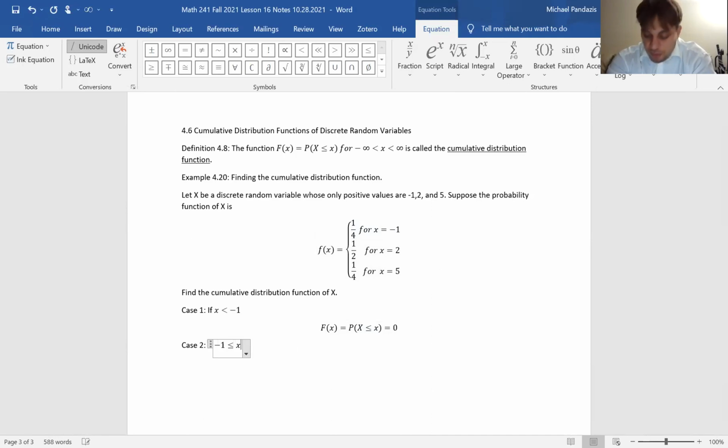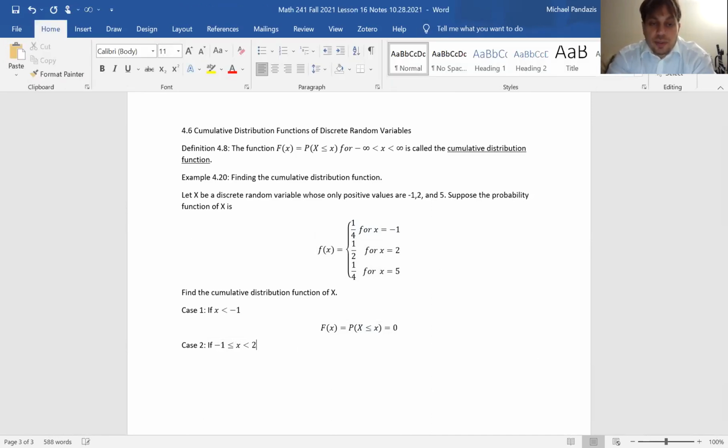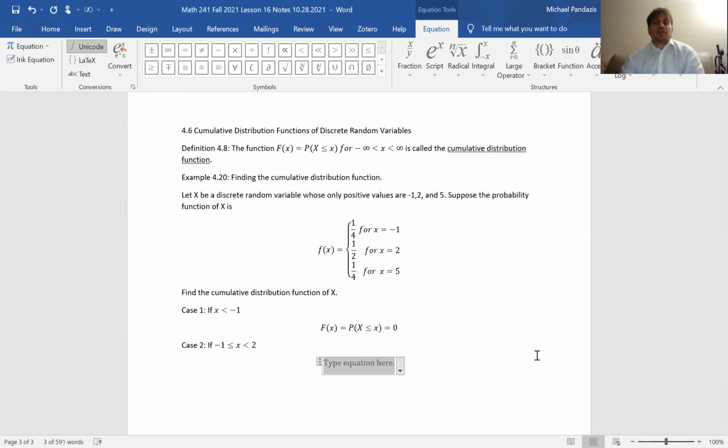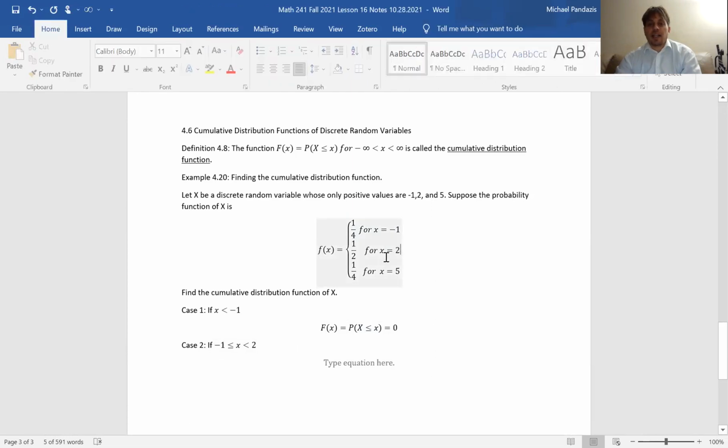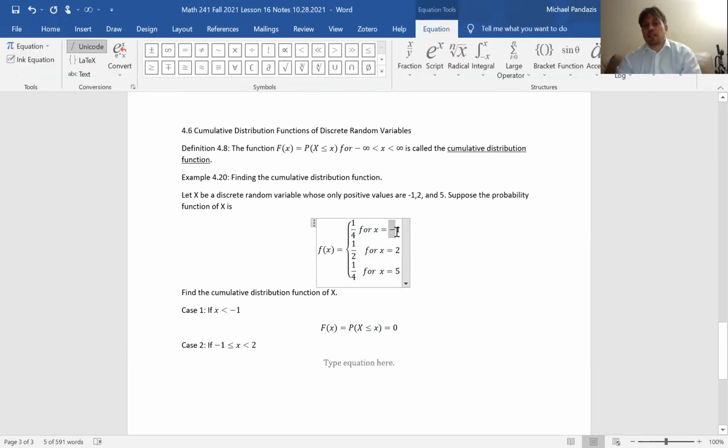If -1 is less than or equal to x less than 2, then x falls somewhere between this -1 and this 2. It cannot be 2, but it could be -1. So the first positive probability is that x equals -1, and it's 1/4. For any other value of x strictly between -1 and 2, the probability is 0.